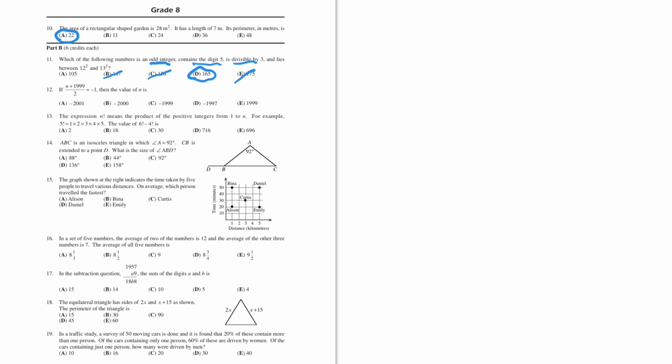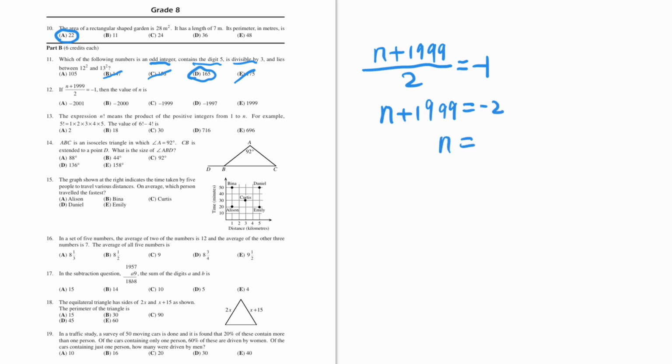Number 12. If n plus 1999, divided by 2, equals negative 1, what's the value of n? Solve this equation. Times both sides by 2. So n plus 1999 equals -1 times 2, -2. n equals, bring 1999 to the other side, change the sign: -2 minus 1999 equals -2001. So the answer is A.